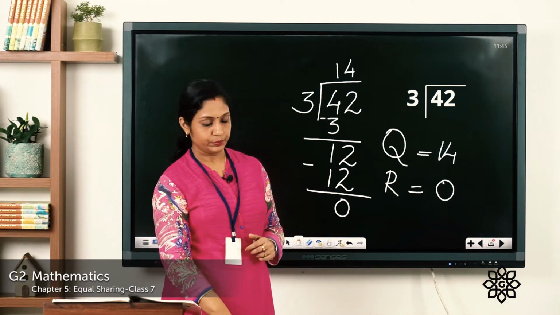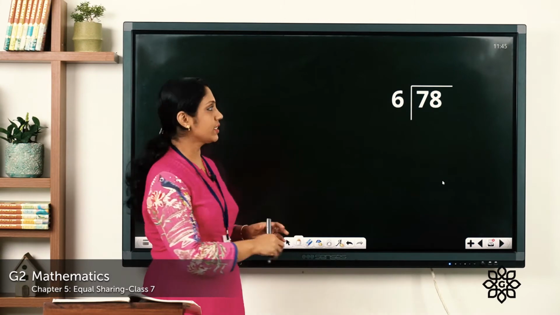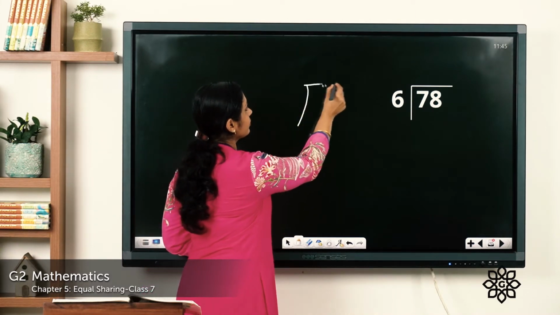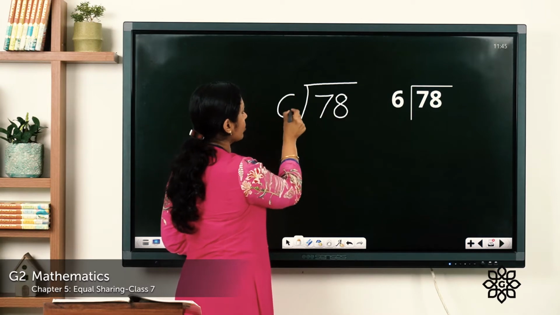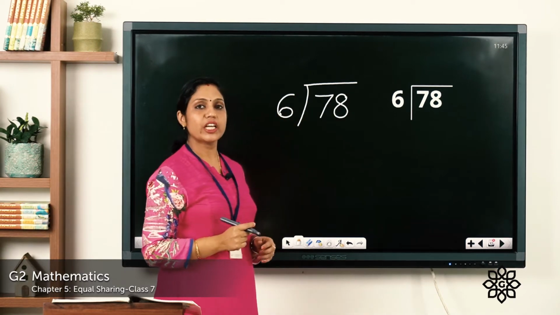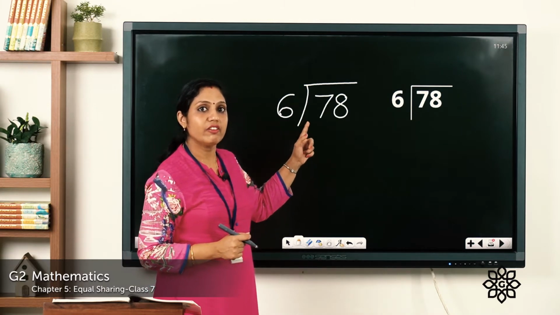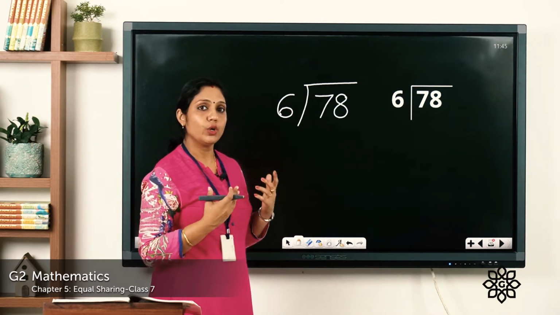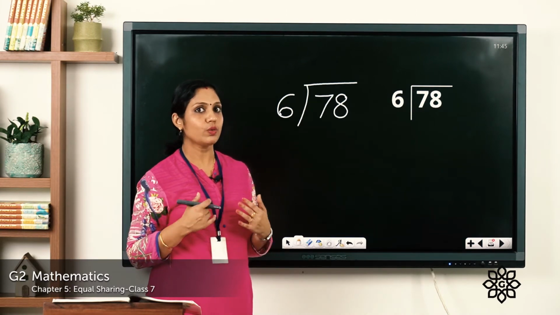Let's check one more. We have 78 divided by 6. So 78 inside and 6 outside. So which table do we have to check? We need to check the table of 6. Why? Because here we have the divisor 6. Now do you know how many times 78 is in the 6 table? No. So what do we have to do?